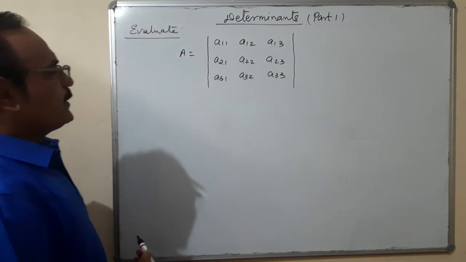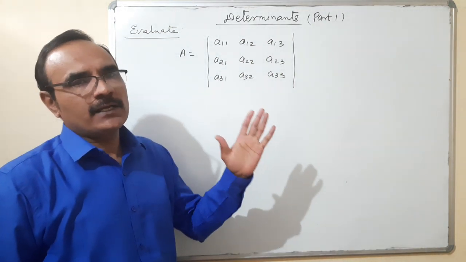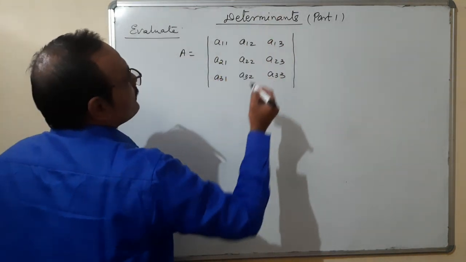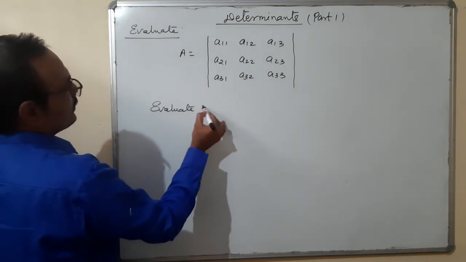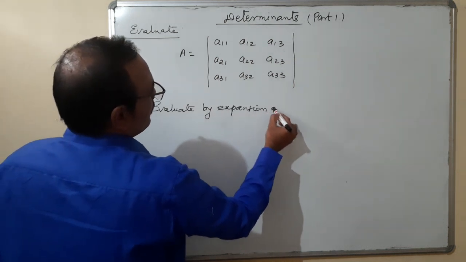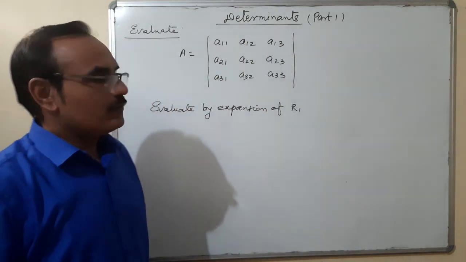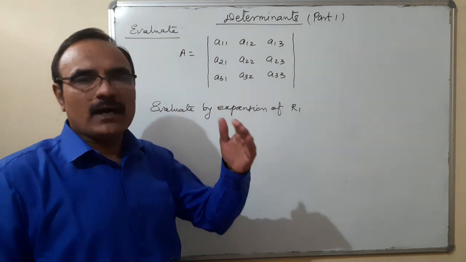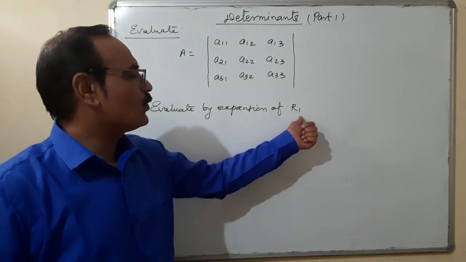When we evaluate it, there are many ways. We can expand along the rows or along the columns. Suppose I am going to evaluate by expansion of row 1, the first row. We can evaluate by R1, R2, R3, C1, C2, C3. There's no problem, so we can expand by row R1.